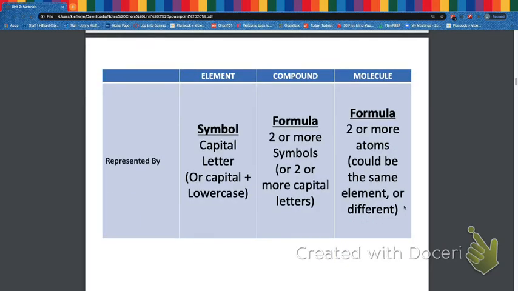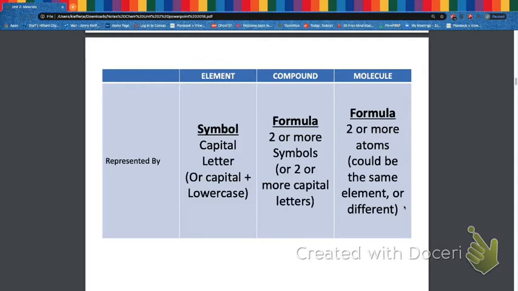Okay, so elements are represented by symbols. You may be familiar with the symbols for the elements from the periodic table. The symbol is always an uppercase letter or an uppercase letter followed by a lowercase letter. It's never two uppercase letters, never two lowercase letters. It's either one uppercase or an uppercase and then a lowercase.